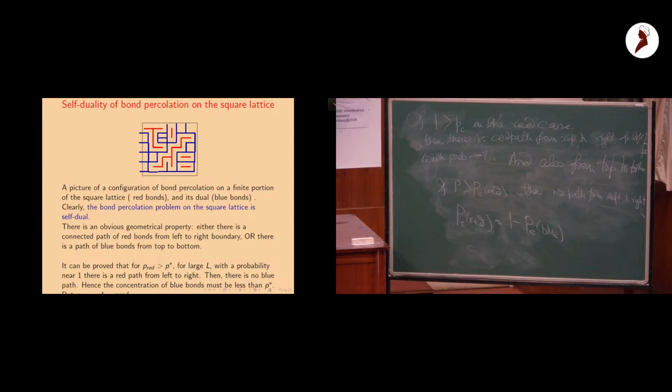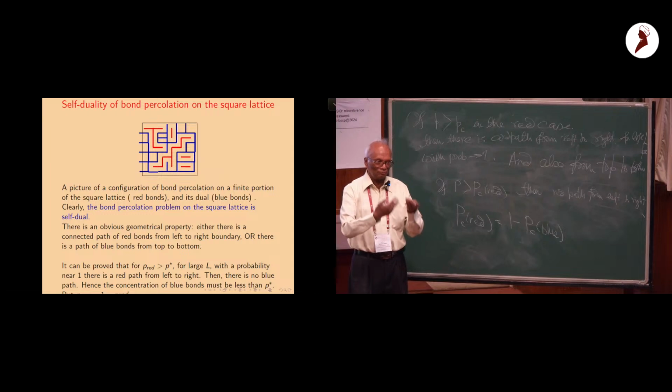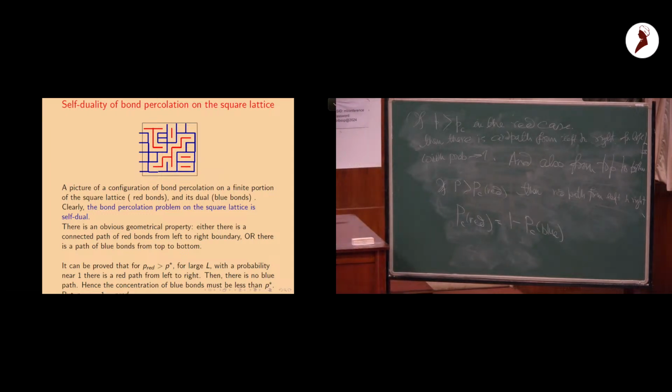And so PC must be half. This is a very famous result. The title of the paper by Kesten, where he proved this, was that PC for the square lattice is half. It's a very nice result, and it's obtained by symmetry. Of course, being a mathematician, he proves it with much more effort, but we will leave that.